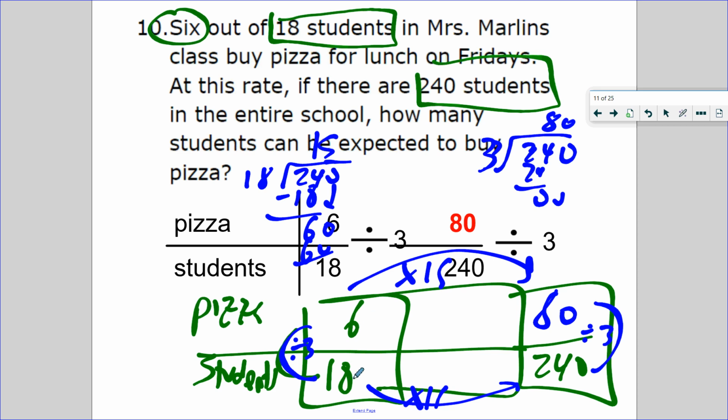You can simplify this. Some people say, let's simplify it. Let's divide both numbers by 3. And I get 2. 18 divided by 3 is 6. How do I build 2 back to 80, times 40? And how do I build 6 to 240, times 40? So again, many ways to solve it. Up and down or side-to-side relationship.